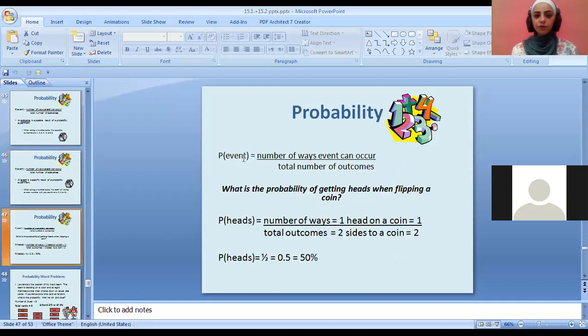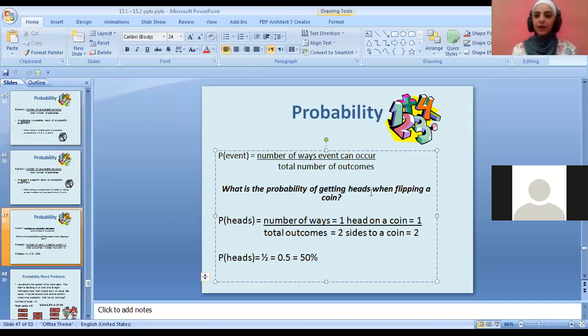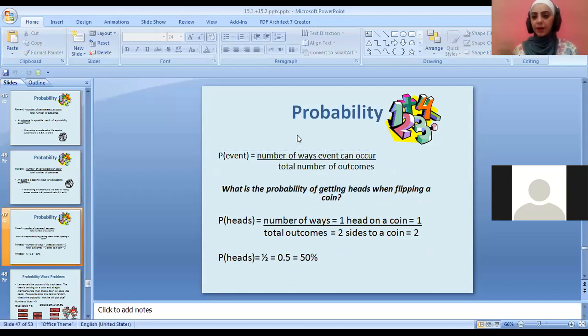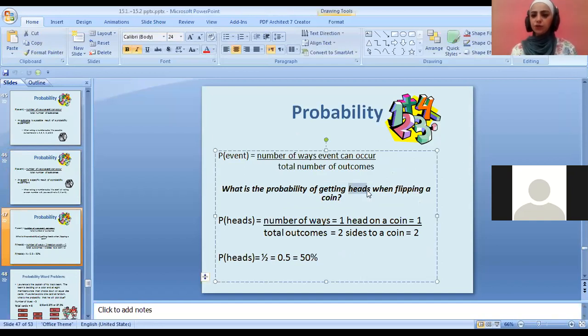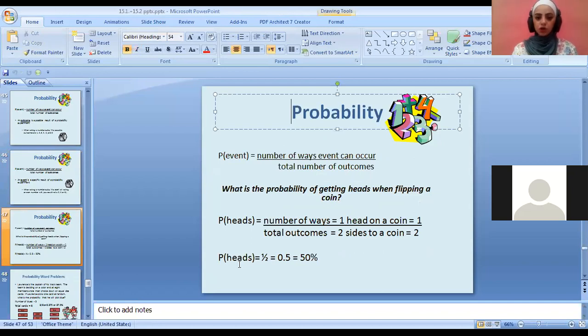And here we have a coin. What is the probability of getting heads when flipping a coin? Now when you throw the coin, what are the possible outcomes that you might get? Either head or tail. So how many outcomes? 2 outcomes. So this is the total number of outcomes. Now, since we care about the heads, how many heads do we have in the one coin? 1 head. So the probability of choosing head is 1 head out of 2, the total number of outcomes.